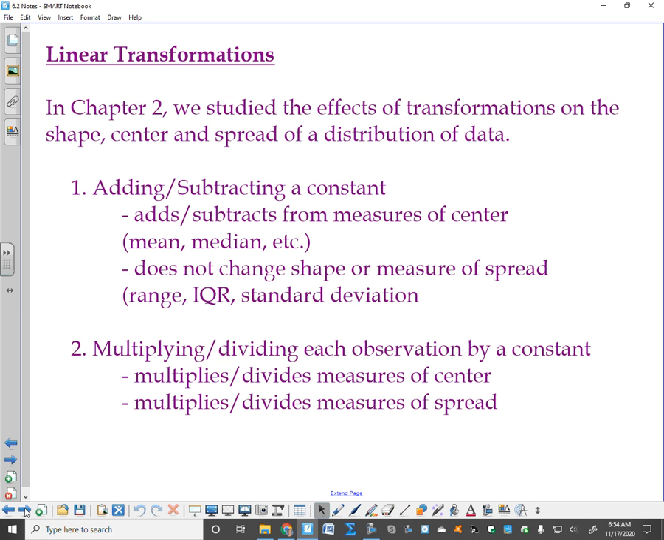So when you add, it changes the mean. It does not change the standard deviation. Adding changes the median, but it does not change the range or the IQR. Multiplying or dividing changes everything. It will either multiply or divide the measure of center, and it will multiply or divide the measure of spread.